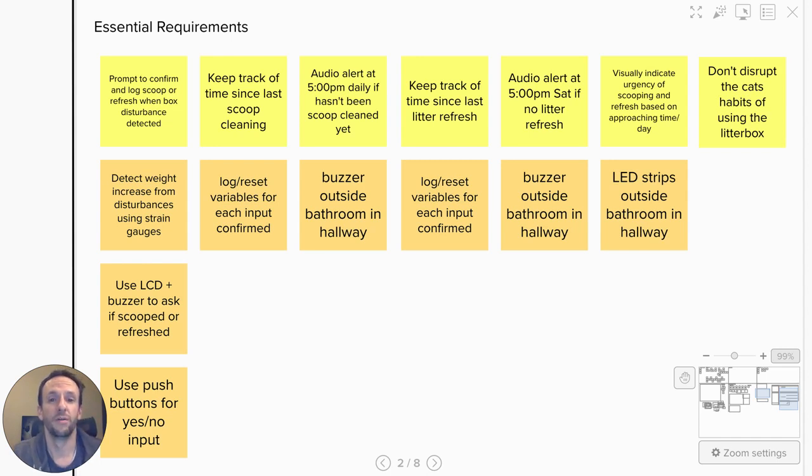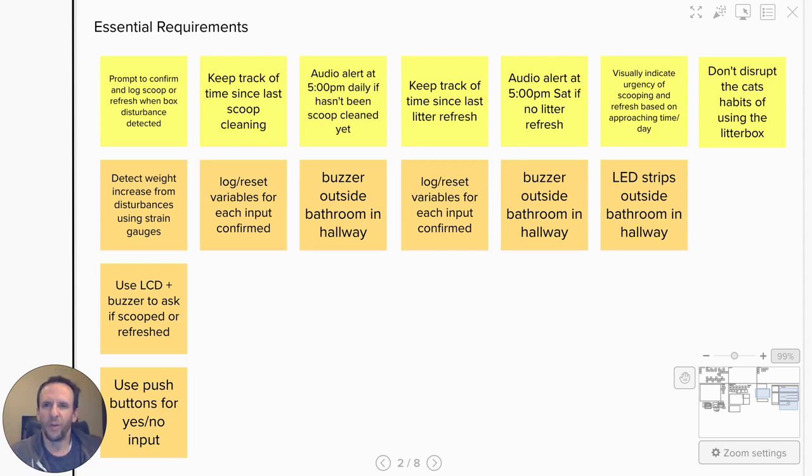We would like to know the time since the last time the litter was refreshed or replaced. And be alarmed, not just daily about scooping it, but after so many days when it has not been replaced. And again, relying on the human interaction there to say, I just scooped it or I just replaced it.